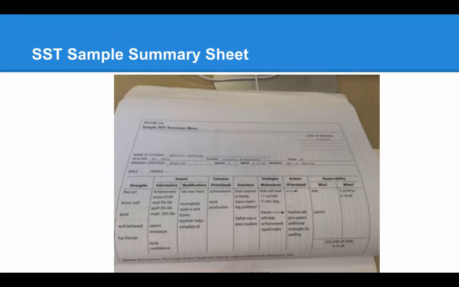The SST, or the Student Study Team sample summary sheet, that's a picture of it right there, kind of blurry, but it has things like the student's strengths. What are they good at? What do they know? Some concerns that we might have, questions that we have, ideas that we can give to aid them, the responsibility of the parent or the responsibility of the teacher, and then the top portion is the student's information, like their name, their teacher, where they're from, things like that.